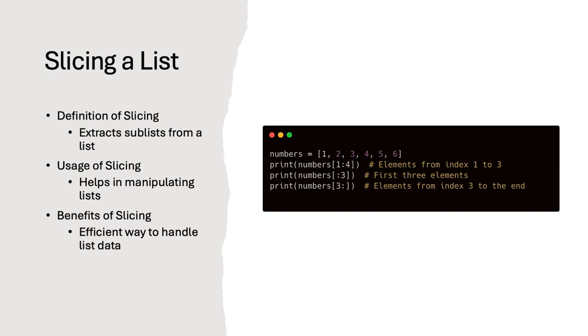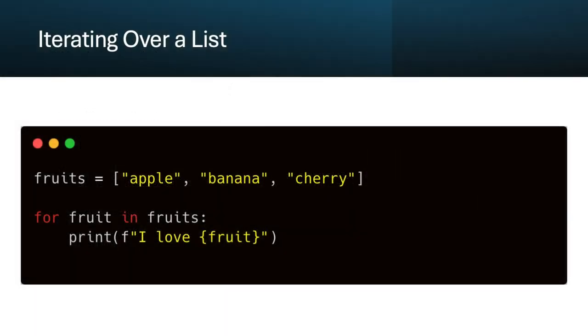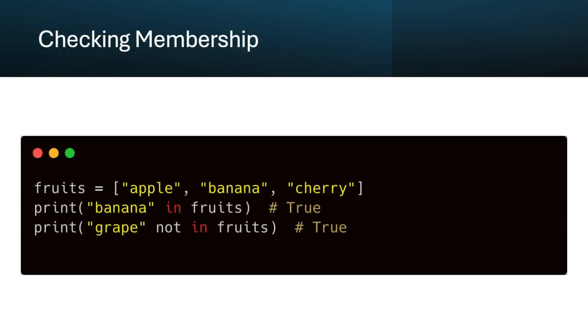Slicing in Python allows you to extract sublists from a list. It's useful for manipulating lists and provides an efficient way to handle list data. Here's how you can iterate over a list using a for loop in Python. This code example demonstrates how to check membership in a Python list.